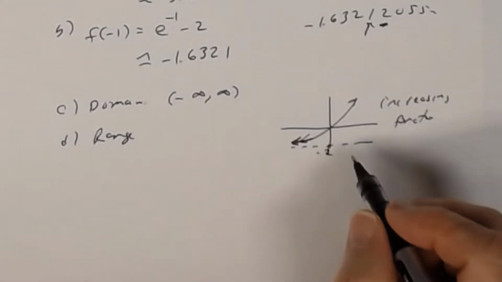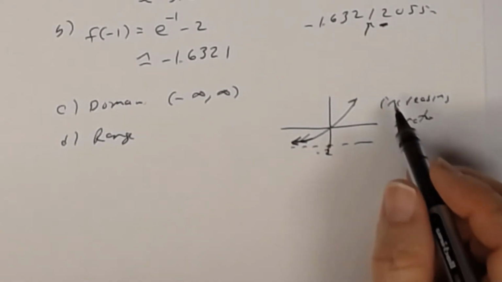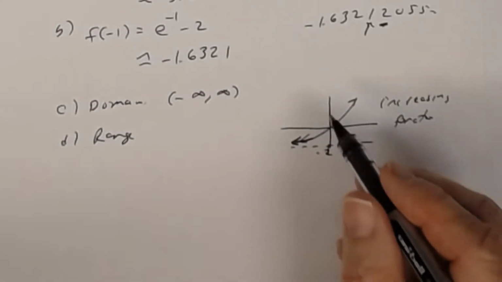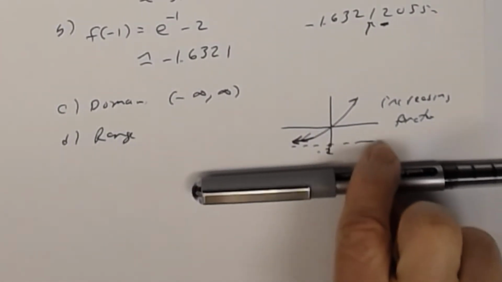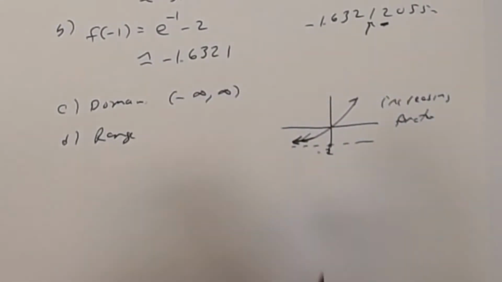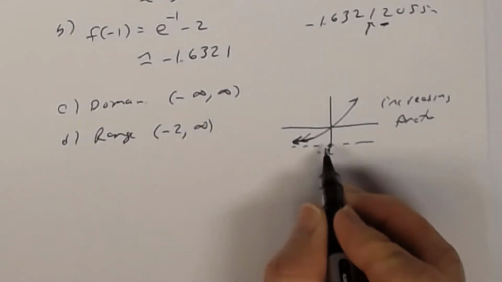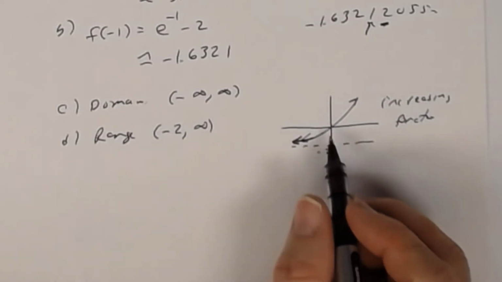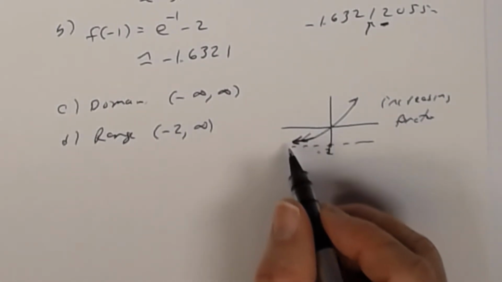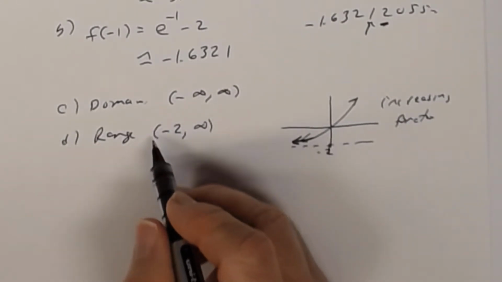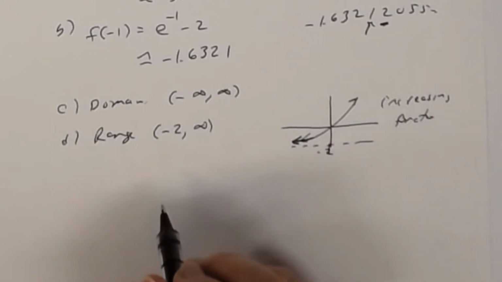So the graph, whether it's increasing or decreasing, the graph is above the horizontal asymptote. So the range, you're going to say negative 2 to infinity, with parentheses around negative 2, because remember the y value is never negative 2. It gets closer and closer to negative 2 without being negative 2. So that's why you see a parentheses here, not a bracket.